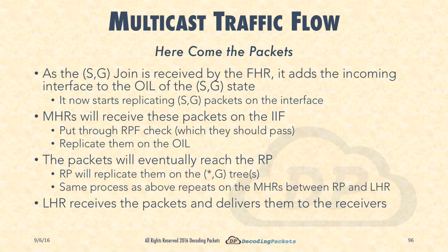state. So what is the first thing that the FHR actually does? It can now, because it has an OIL, so that's the important part, right? That's the part that S, G signaling from the RP actually accomplished. It has allowed the FHR to add an OIL to the S, G state. So the S, G state before this only had an incoming interface to the source, and now has an OIL. And finally, the FHR can start replicating the S, G packets.